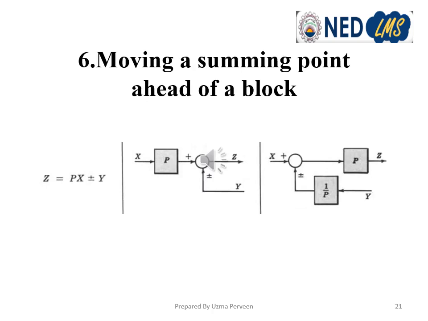So here we simply move the summing point ahead of a block. The value of z before the transformation is px plus minus y, and it is clear from the diagram that it is multiplied by p, so we have divided by p. Again the expression will remain the same, z equals px plus minus y.